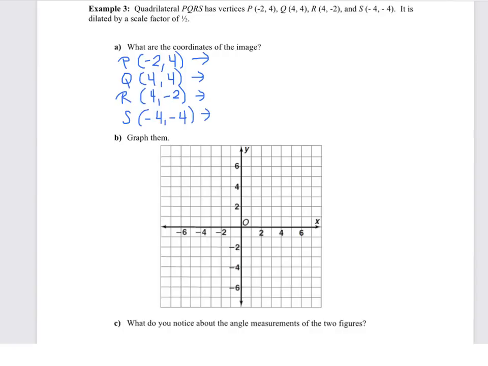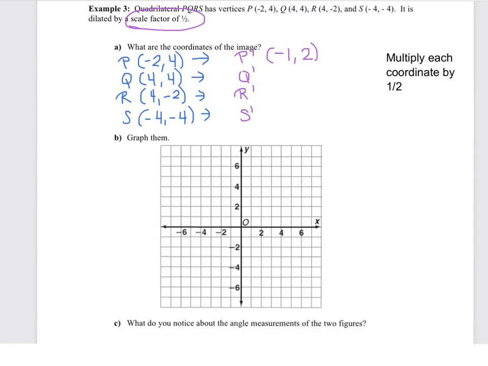We want to now identify the new coordinates of this image: P prime, Q prime, R prime, and S prime. The scale factor is 1/2, so we're multiplying each coordinate by 1/2. For P prime, the first one is negative 2. What's half of negative 2? Negative 1. Then we have 4. What's half of 4? 2. So our P prime is negative 1, 2. We multiply each coordinate by 1/2.